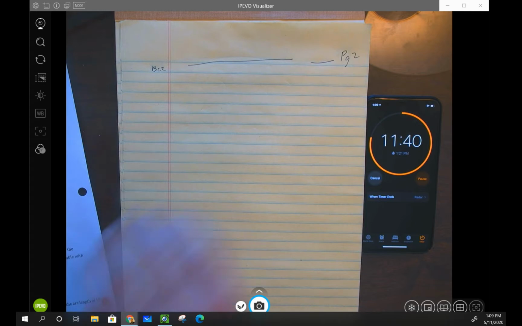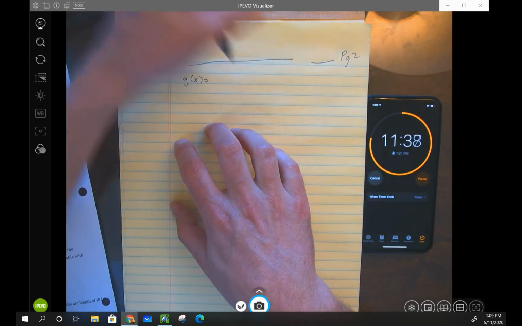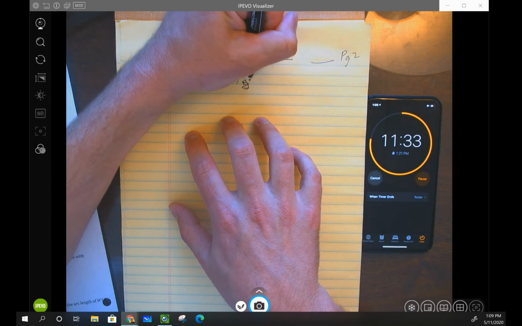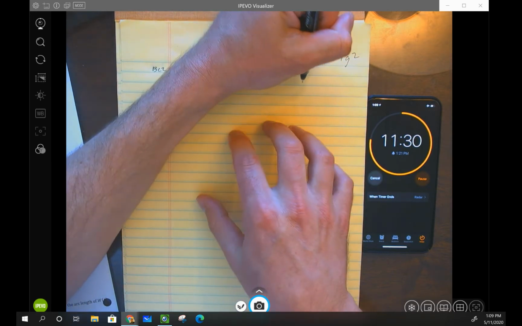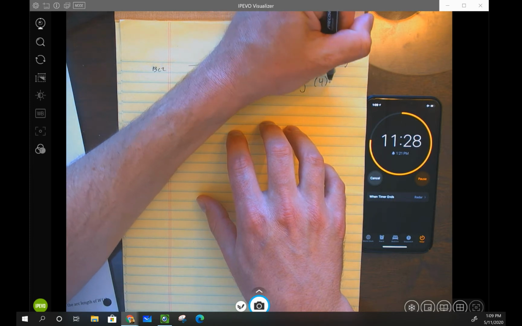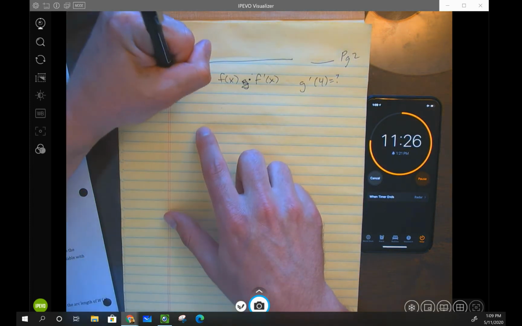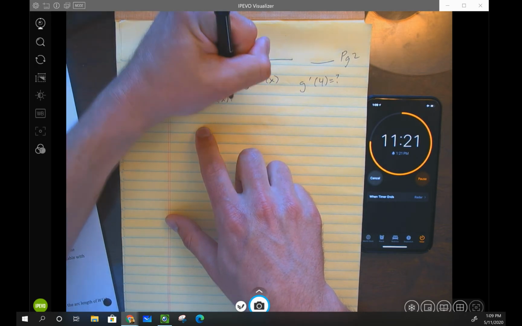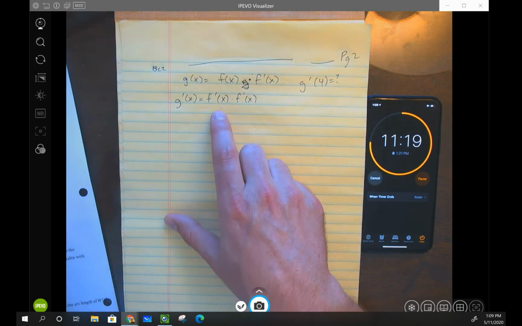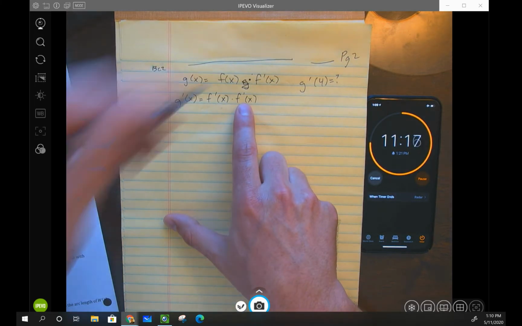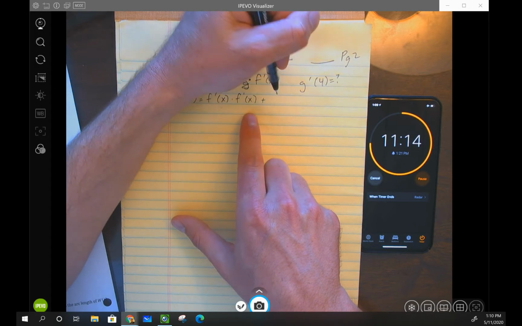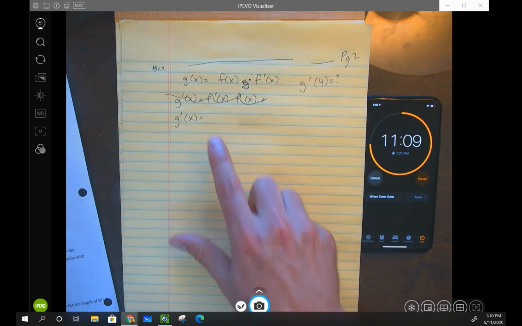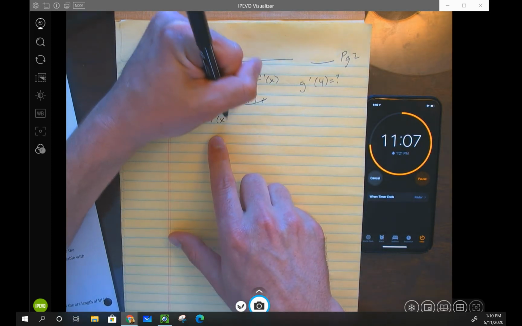BC2, let g of x equal the product f of x times f prime of x. Find g prime of 4. Okay, so I have to take the derivative of this. Product rule. Fine, cool. G prime of x. I got this. Derivative of the first times the second, plus, I usually don't do it that way. I usually say it differently. So I gotta get the flow going. First times the derivative of the second.